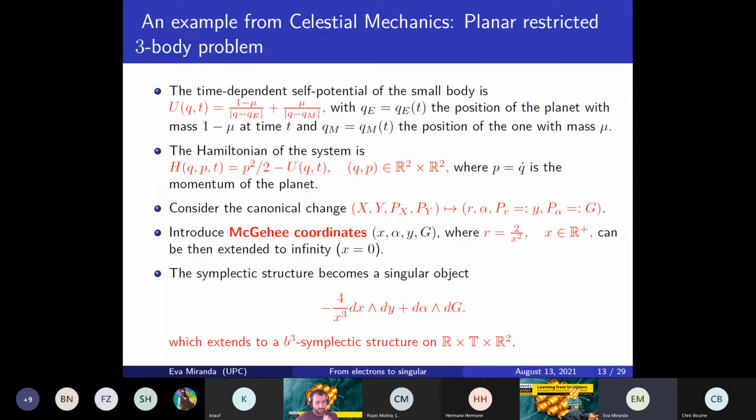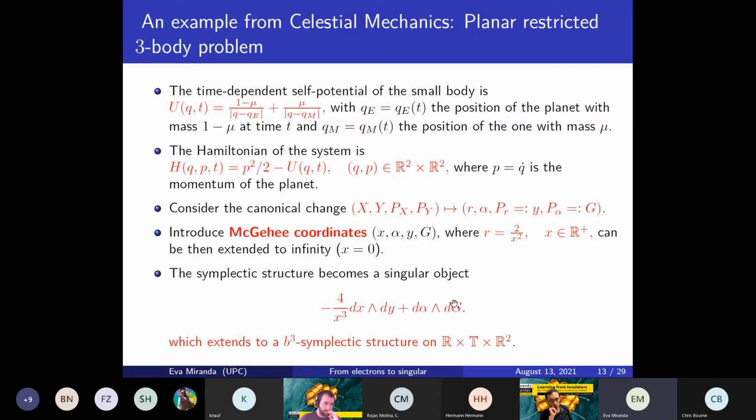In many works, people in celestial mechanics want to see what happens when you are close to infinity. What they do is use the symplectic form as much as they can, but then there is a kind of silence when x equals 0. Why? Because the symplectic structure becomes a singular object. And when x equals 0, this is no longer a smooth form.